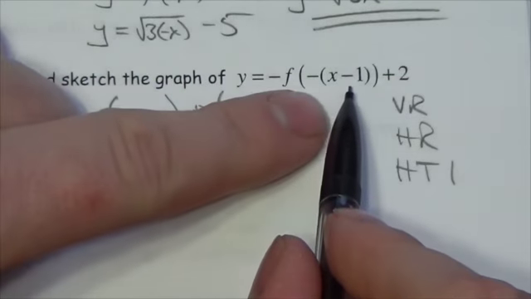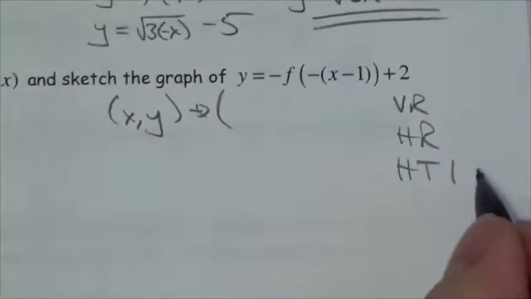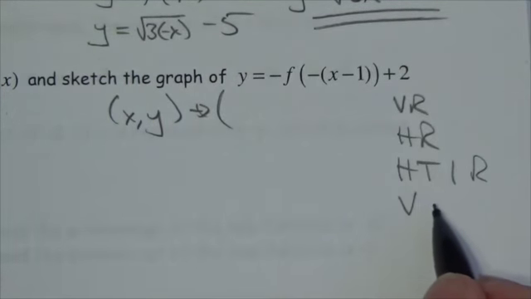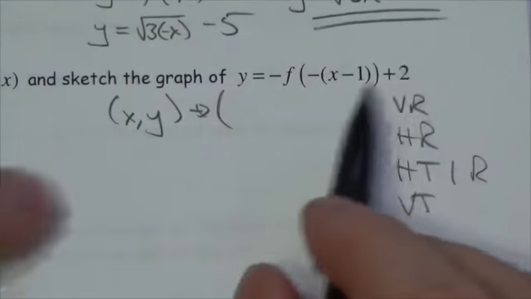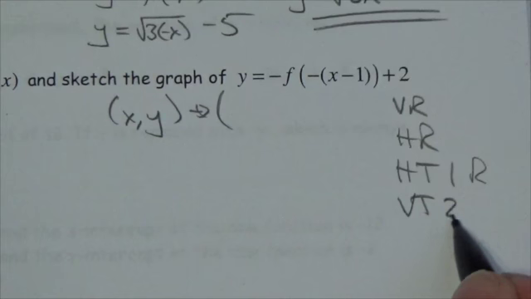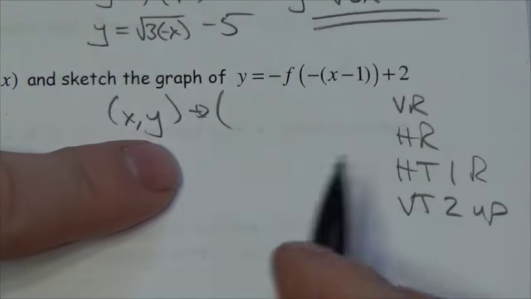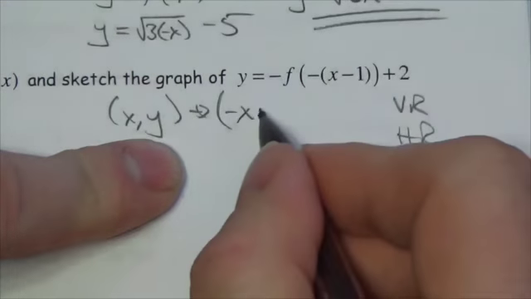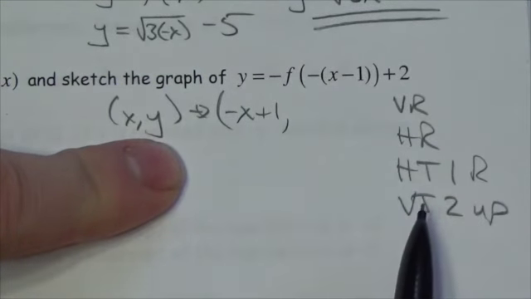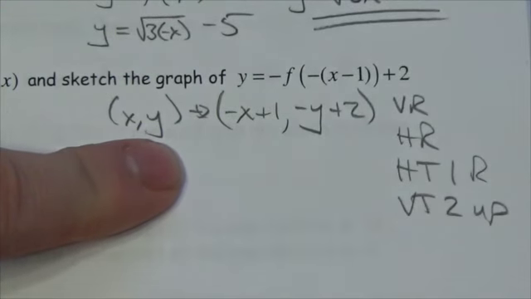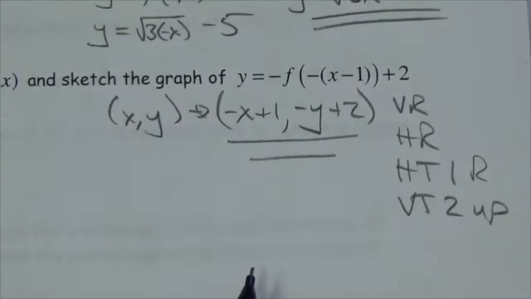Now think about this. What would I do to get x by itself? I'd add 1. So this is 1 to the right. And there's been a vertical translation. Look at that, the y has been isolated, and what's way over here is a positive 2. So I added 2, so that means 2 up. What have I done to the x? Well, I've made it negative, and then I've added 1. What have I done to the y? Well, I've made it negative and then added 2. So these are my image points here.